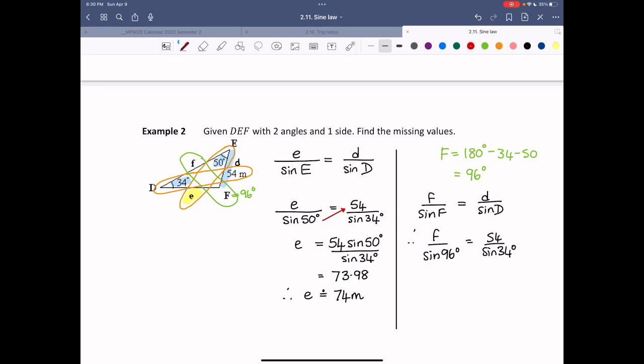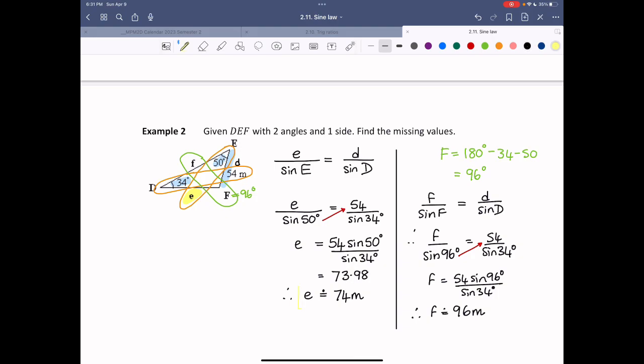And cross multiply again, cross multiply that denominator up there to give us F equals 54 sine 96 divided by sine 34. Put that in your calculator all in one go. Please don't chop this up into bits, just do it all in one go. It's so much easier and more efficient. I don't need to see the interim calculations. So F is approximately equal to 96, and let's not forget the units now, which is in meters, and that's it. So we have our missing values.